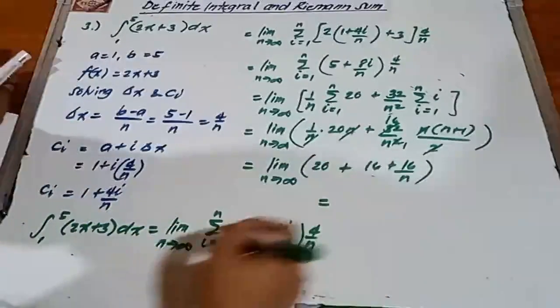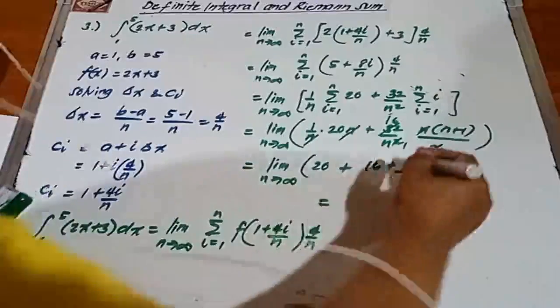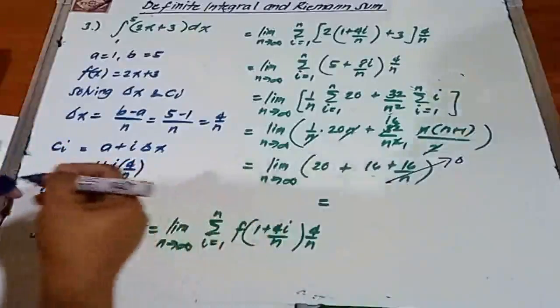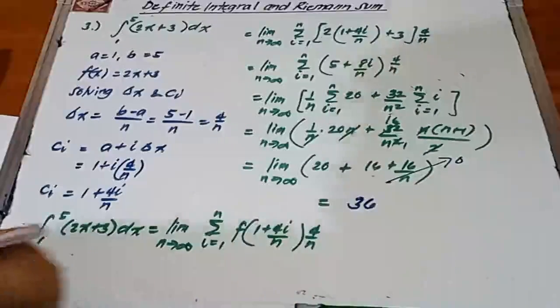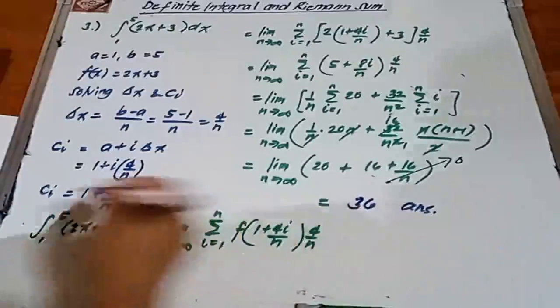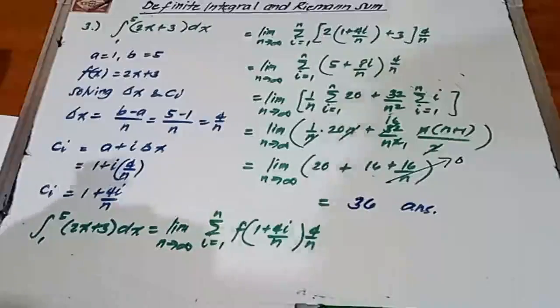Then, kunin natin yung limit. So, ibig sabihin, 0 na to. Yeah? So, we have 20 plus 16. Sagot natin is 36. So, yun ang ating sagot para sa ating example number 3.